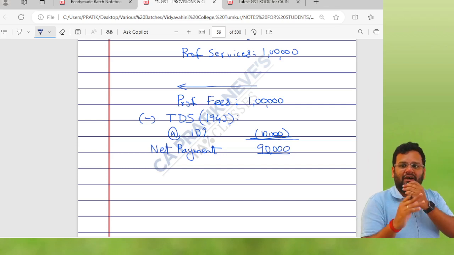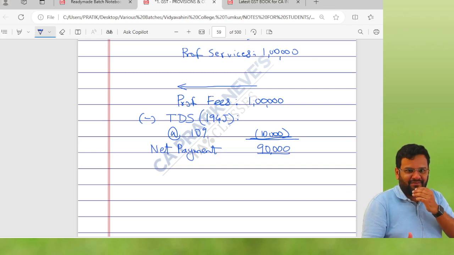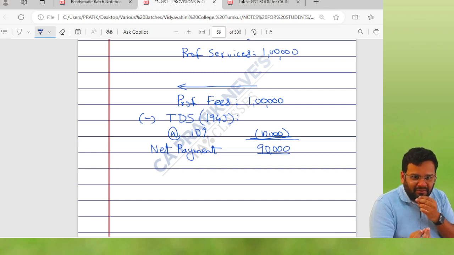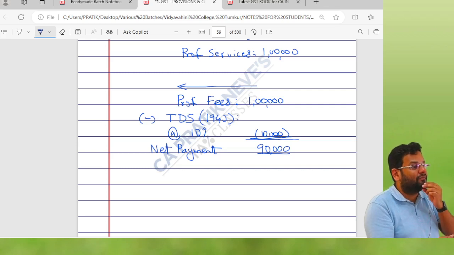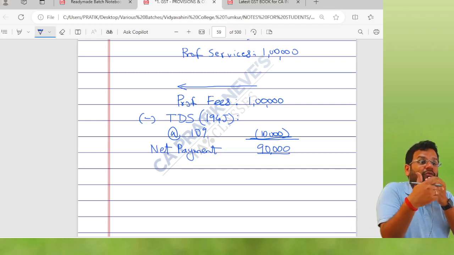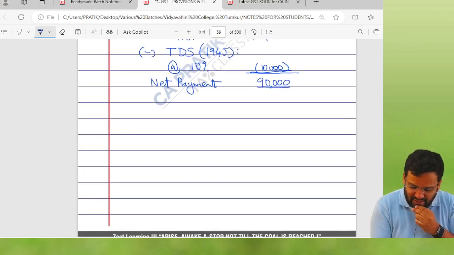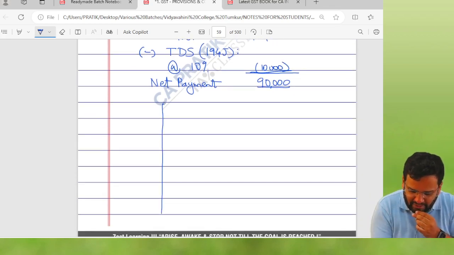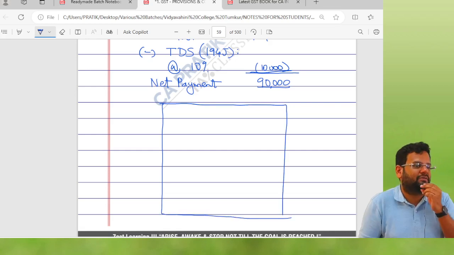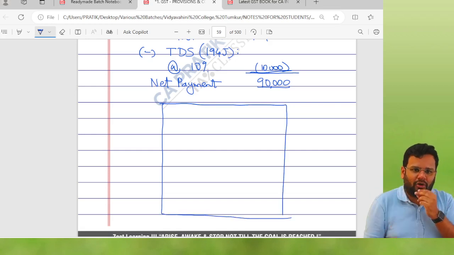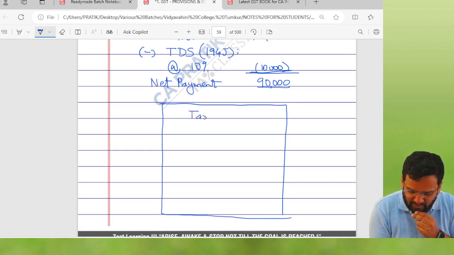Now the question is how I am connecting it with GST. Supplies happened. You all agreed supplies happened of 1 lakh. So what type of invoice would I have made to that academy? So you have to show the invoice now. Go to the next line. In one box, show the invoice. Draw one small box. At the top of the box, write down tax invoice.